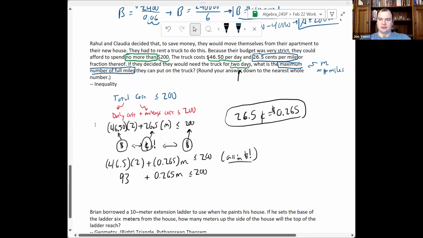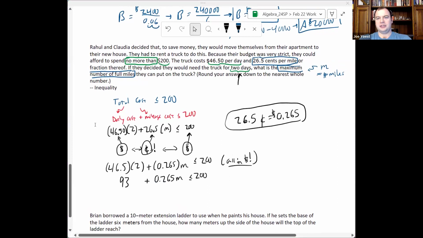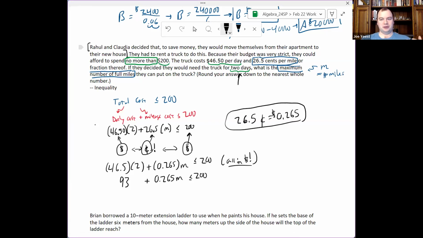Okay, so let's take a look at this problem. Let's read through it. Rahul and Claudia decided that to save money, they would move themselves from their apartment to their new house. Pretty much nothing in this initial sentence is important for the mathematics. It just gives some context, a little more to the narrative. They had to rent a truck to do this. Also not super relevant, other than giving some context.